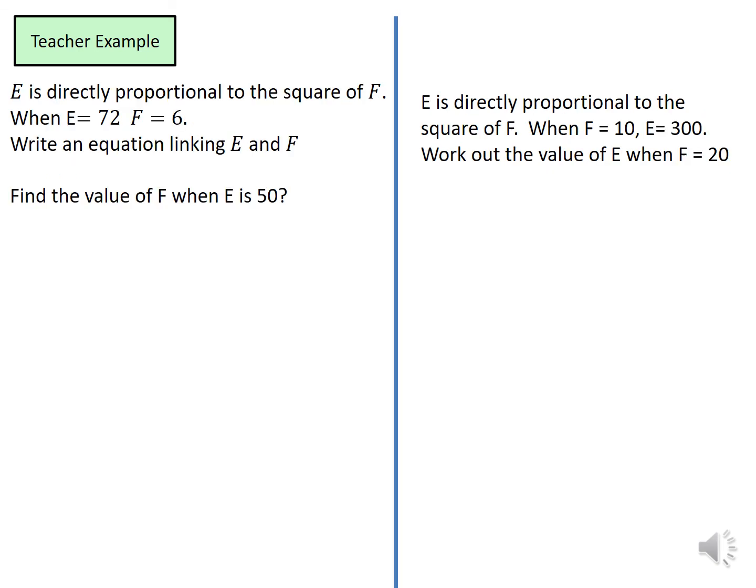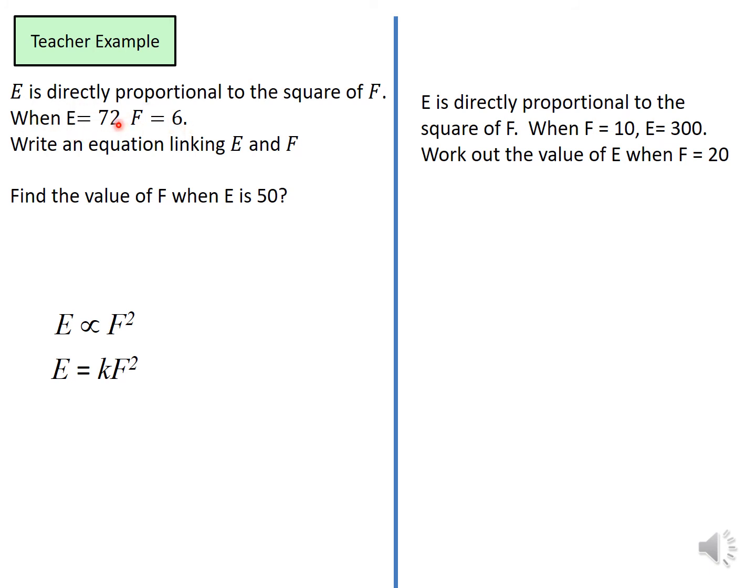Okay, example. I do the first one, and then you can have a go on the second one. E is directly proportional to the square of f. So I'm just going to write that in a simple way. E is proportional to the square of f, not f, the square of f. Now let's make it more mathematical. Get rid of this sign, put equal and k. There we go.